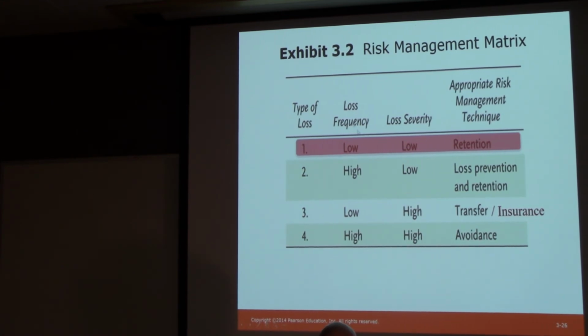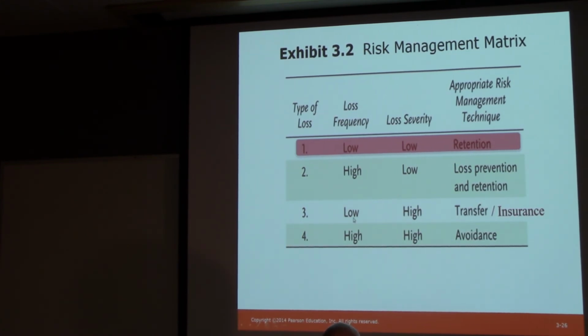If you have high frequency but low severity, then you focus on loss prevention to cut down on the loss frequency, and you retain those losses. If you have low frequency but high severity, then you bring in insurance. If you have high frequency and high loss severity, then that is something that you consider avoiding altogether. All right? So that's a really good table for you to look at and understand where insurance fits in.